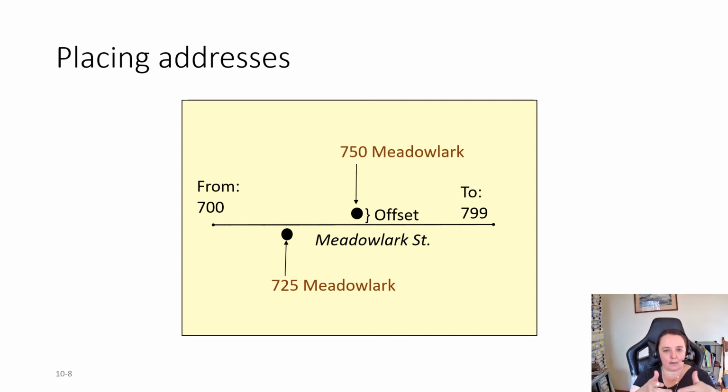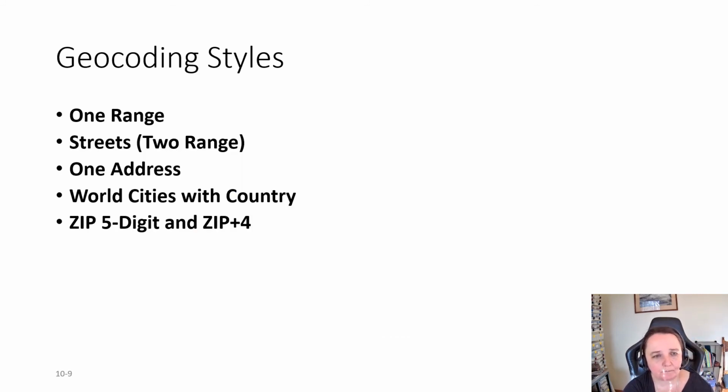It's on, you know, the one side of the street. 725 would be a quarter of the way, right, between 700 and 799, and it would be on the other side of the street because it's an odd number. That's usually the way it works. Sometimes there's simpler models, but usually there's a left hand and a right hand side of the street.